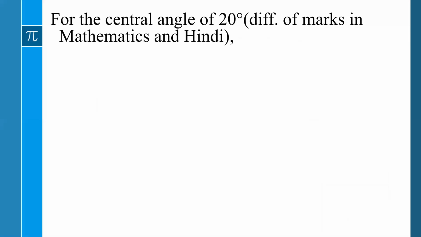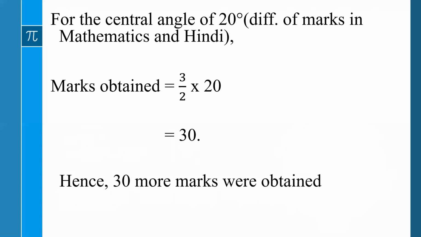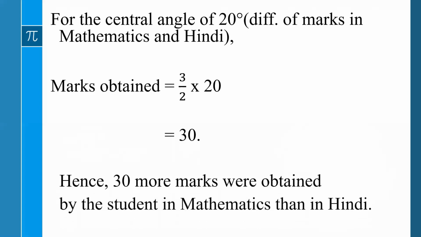So for a central angle of 20 degree, which is the difference of marks in mathematics and Hindi, the marks obtained is equal to 3 upon 2 multiplied by 20. Why? Because we have already calculated that 1 degree is equal to 3 upon 2 marks. So for 20 degree, obviously it will be 3 upon 2 into 20. And further reducing and simplifying, we'll be getting 30. So 30 more marks were obtained by the student in mathematics than in Hindi.